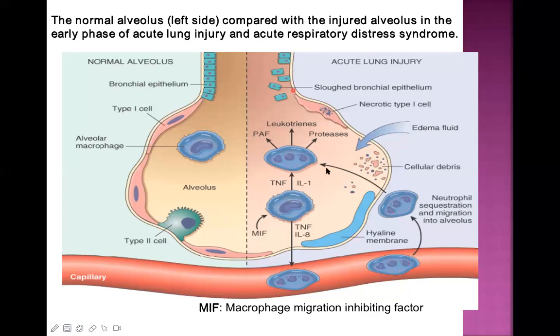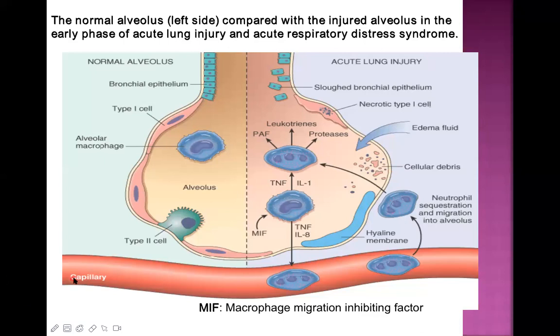There is acute lung injury and a lot of changes are going on here. See here, there is sloughing of the bronchial epithelium. The type 1 cell is necrotic. Edematous fluid has come inside. There is collection of cellular debris, which is known as waste product.